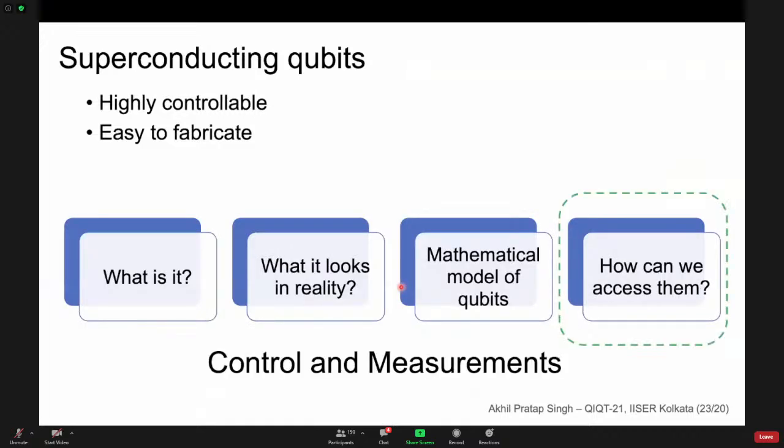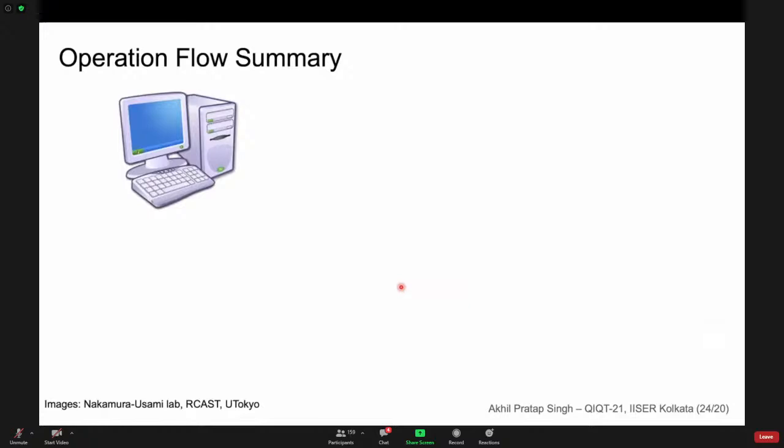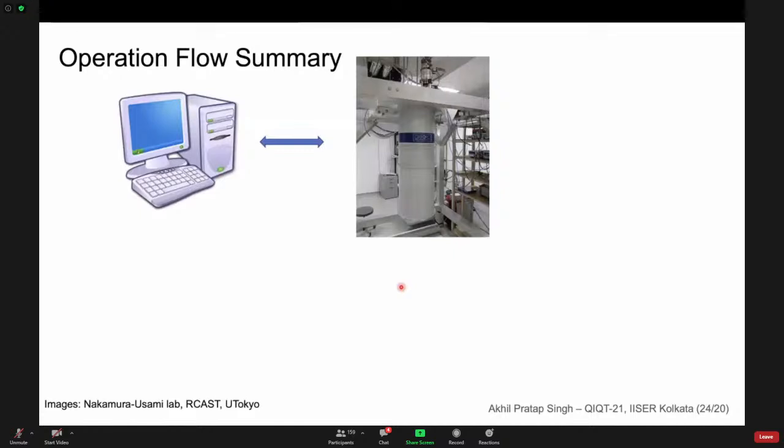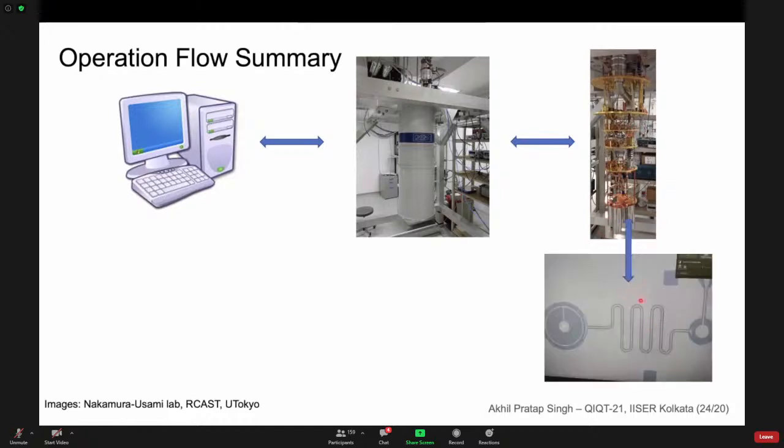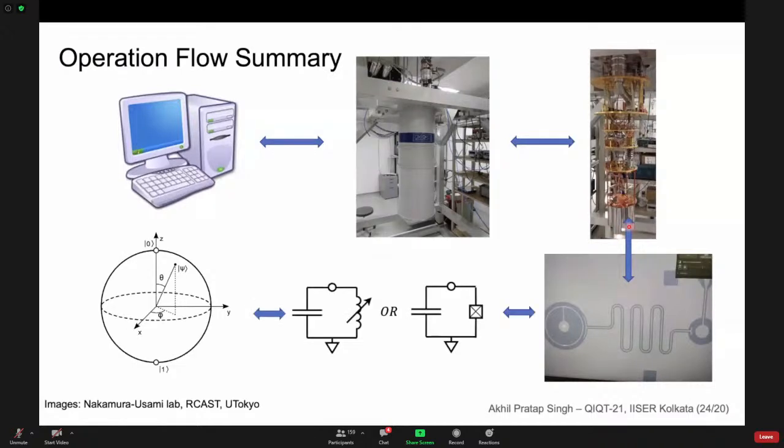So that brings me to the second subsection, which is control and measurement, and I'll speak on how we can access them. So just to give you a brief operation flow summary, you have your PC and then you want to operate your superconducting qubit, but what is the operation and what are the layers in between? First, you send signals into the fridge, and this dilution fridge looks something like this. This is one of the fridges in our lab. You see these gold platings. These are different stages of temperature. And these silver cylinders, you can see inside this, we put our qubits. So just here we put our qubits, which is nothing but, like I showed, a nonlinear inductor coupled with capacitance, and then we can intuitively see it as a Bloch sphere.